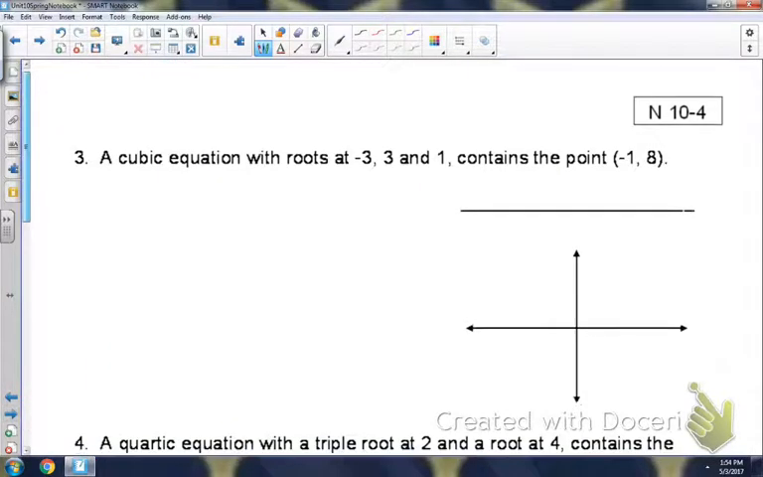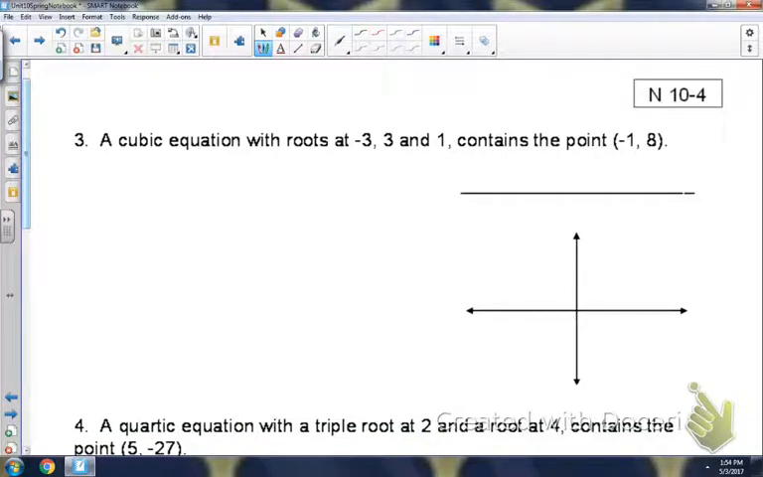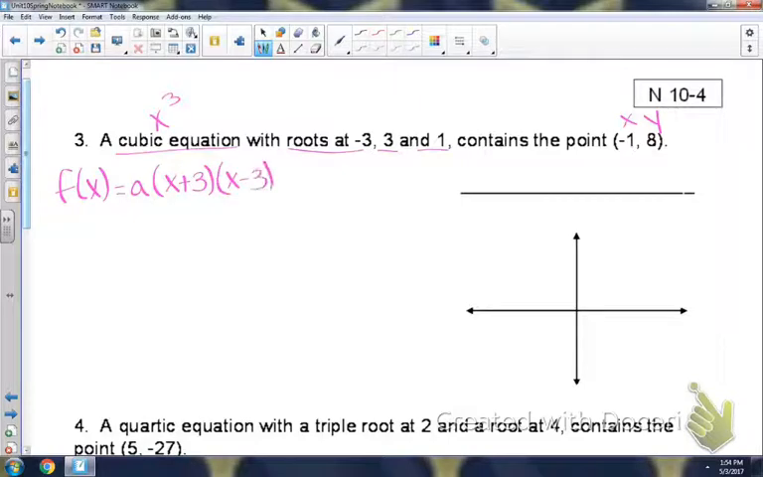Alright, let's take a look at 3. So we have a cubic equation with roots at -3, 3, and 1, and it contains the point -1, 8. Alright, so I have a root at -3, which would be x plus 3 for the factor, a root at 3, which would be x minus 3 for the factor, and then a root at 1, which would be x minus 1 for the factor.